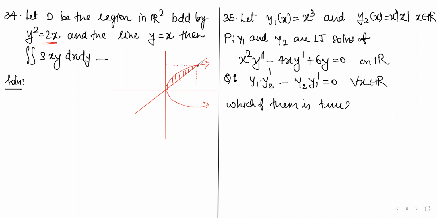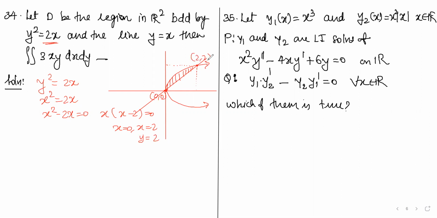Since this is y equal to x, y equal to x must be substituted here. So you get y square equal to 2x, that means x square equal to 2x. Please do not attempt to cancel x from here. Instead, do this: x into x minus 2 equals 0. So x will be 0 and x will be 2. When x is 0, you get y equal to 0, that is my origin. And when x is 2, I get y also 2. So this point is (2, 2).